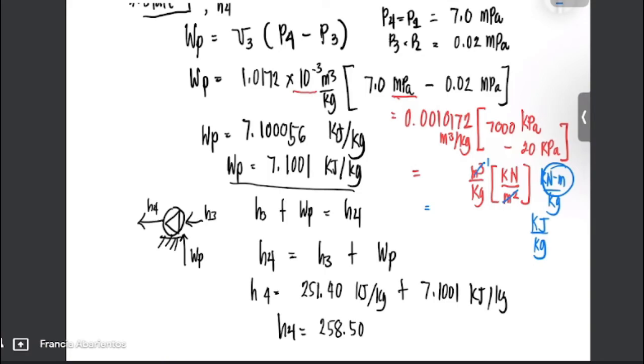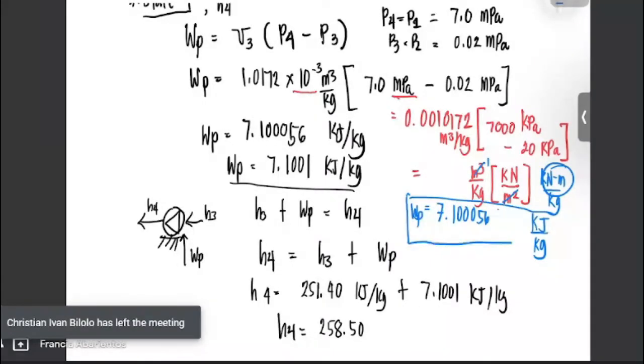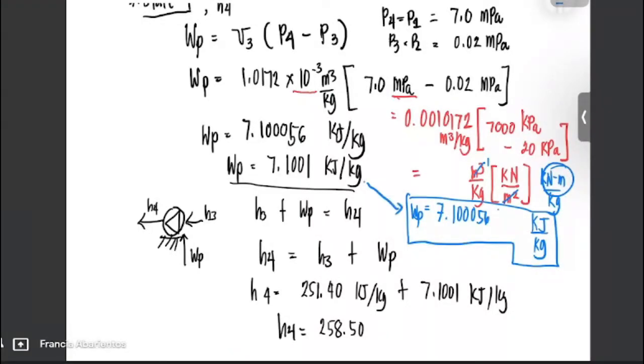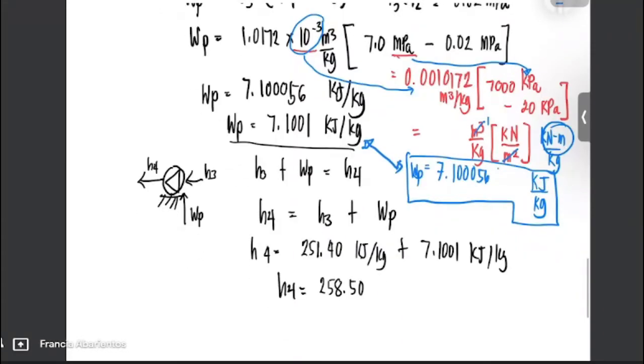Okay. So, that is same para mas maintindihan ng classmates nyo. 7.100056 kilojoule per kilogram. This is now your work of the pump. So, same lang sila. Pinakita ko lang dito yung times 10 to the negative 3 na ganito. And your MPa into kilopascal. Nasagot na po ba?